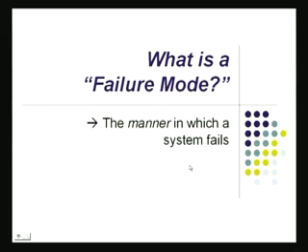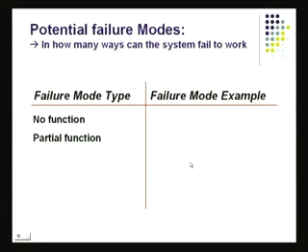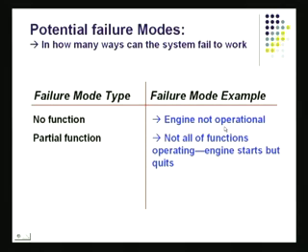And let's try to see the manner in which a system fails. What exactly is the failure mode? Let's take a look at an example. In how many ways can a vehicle stop functioning? Engine is not working. Or partial function: not all functions of the engine work. The engine starts but it quits. So that means not all functions are properly working. So these could be the modes, the different ways by which a vehicle would have difficulty getting going.